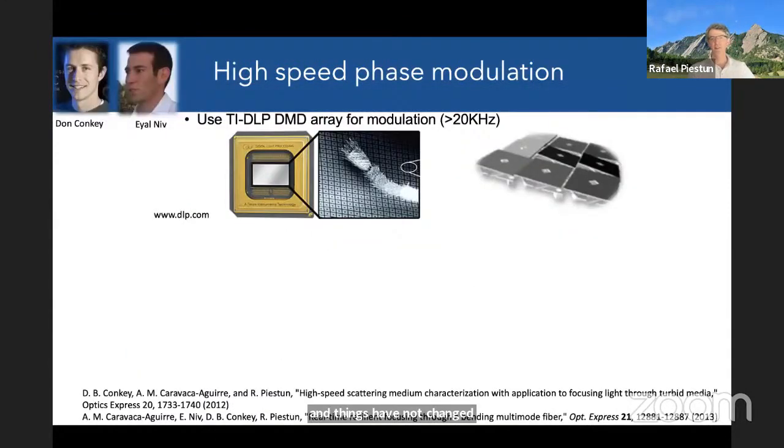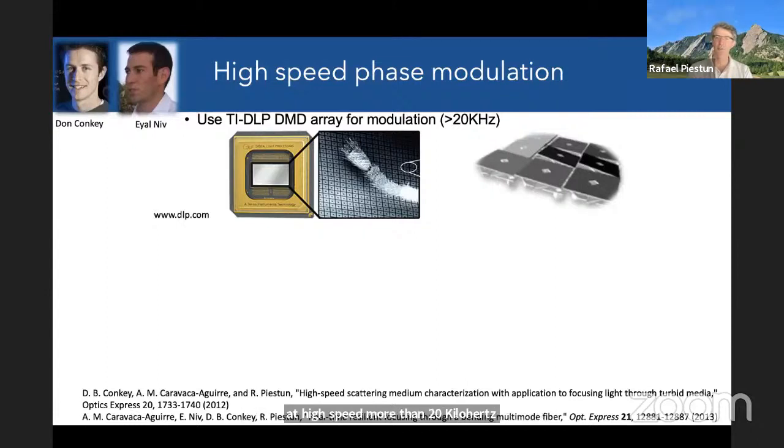Another technological aspect of this is the spatial modulation. We need to project patterns on the input spatial light modulator at high speed. And so we use what is called a DLP from Texas Instruments, which is an array of micromirrors that can tilt, as shown here on the right. So they have two states, on and off. So this is basically a binary mask that we can control at high speed, more than 20 kilohertz.